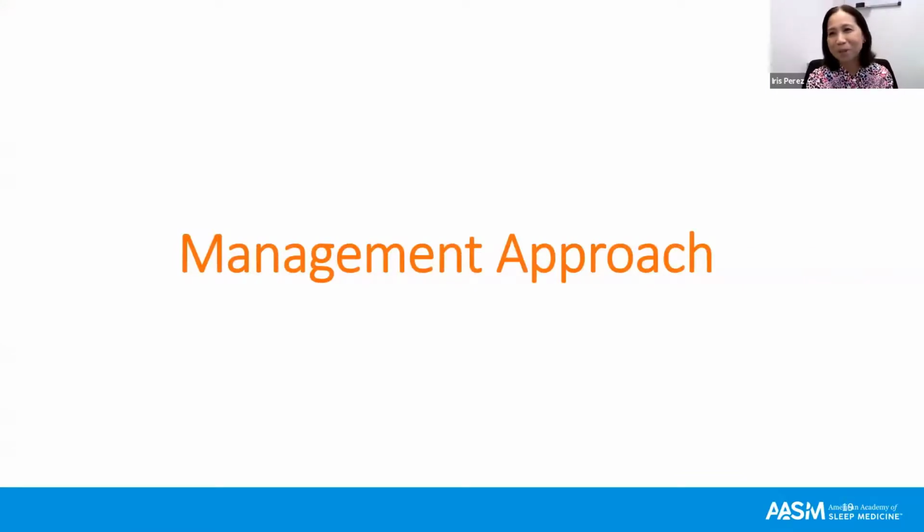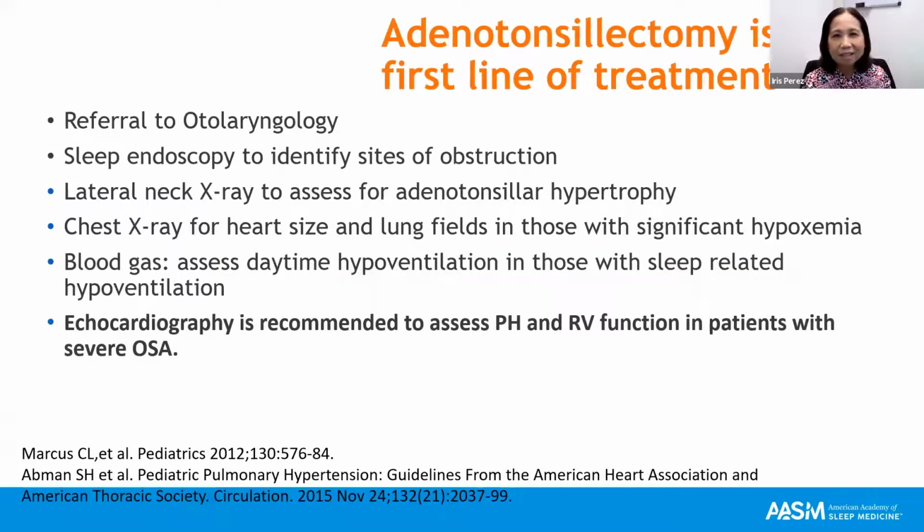So how are we going to approach OSA in children? Adenotonsillectomy is the first line of treatment, because large tonsils and adenoids are the most common cause of OSA in healthy children. Therefore, it's important to have our otolaryngology colleagues involved, where they can perform a sleep endoscopy to identify sites of obstruction, as this will determine the outcome of the procedure or if other procedures or treatments are needed.